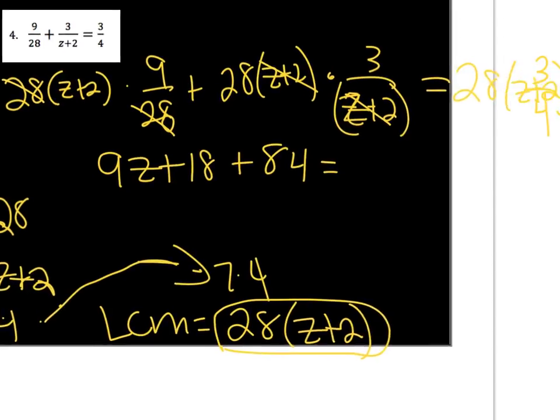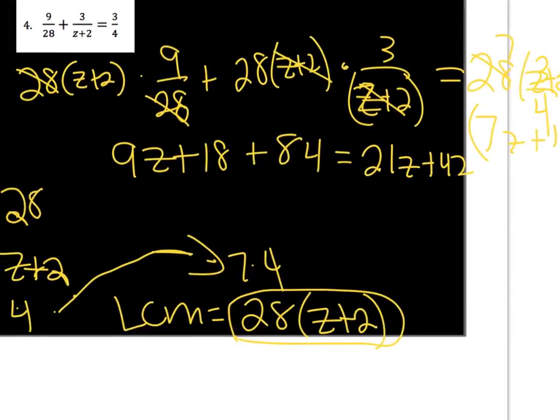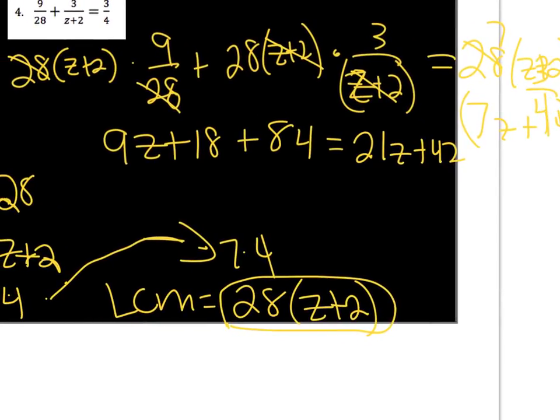Then that's going to equal 28 over 4 is 7. So I'm going to have 7z plus 14 times 3. So 7z plus 14 times 3 is going to be 21z plus 42. All right, so this is what my simplified answer becomes.